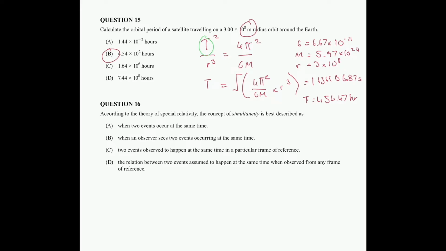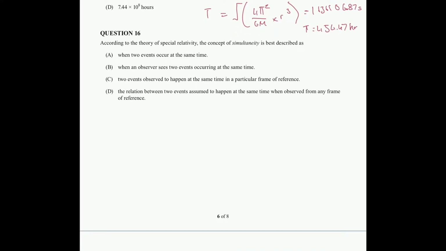Now moving on to question 16. According to the theory of special relativity, the concept of simultaneity is best described as when two events are observed to happen at the same time in a particular frame of reference. So from here, that's going to be our option C.